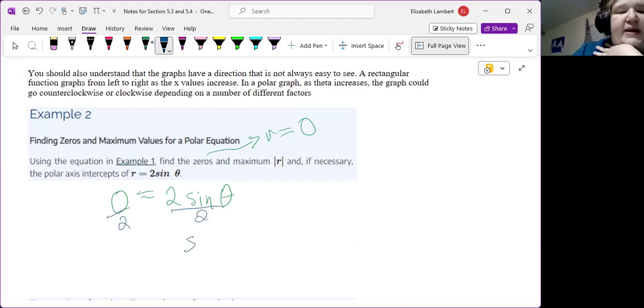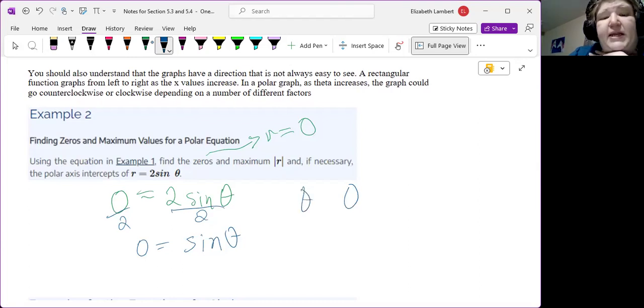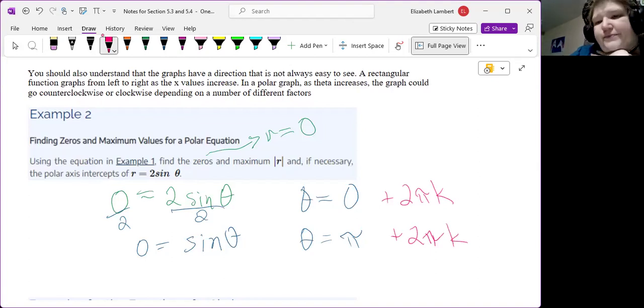So we now have an equation that is asking us, when does sine theta equal 0? Well, we know at 0, sine is 0, so when theta equals 0, and when theta equals pi plus 2 pi k. So I plug in theta equals 0, sine of 0 is 0, 2 times 0 is still 0. So this graph actually does start at 0, 0.